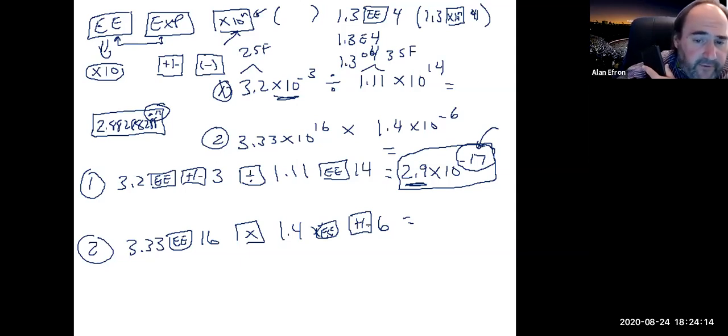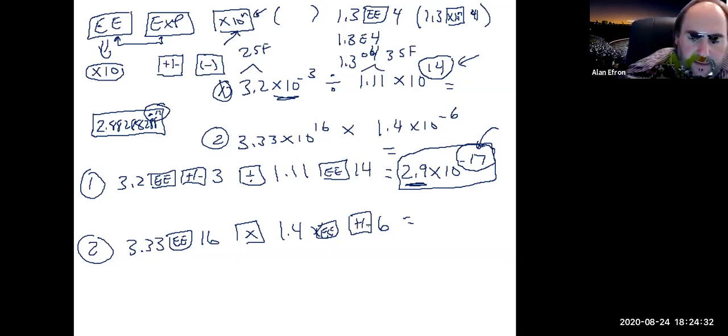For the first one, if you're talking about this one, it was a positive 14, if that's what you're talking about in terms of that one. The first one was a positive 14. The answer was a negative 17 on the exponent, but the actual original question was a positive 14 here.